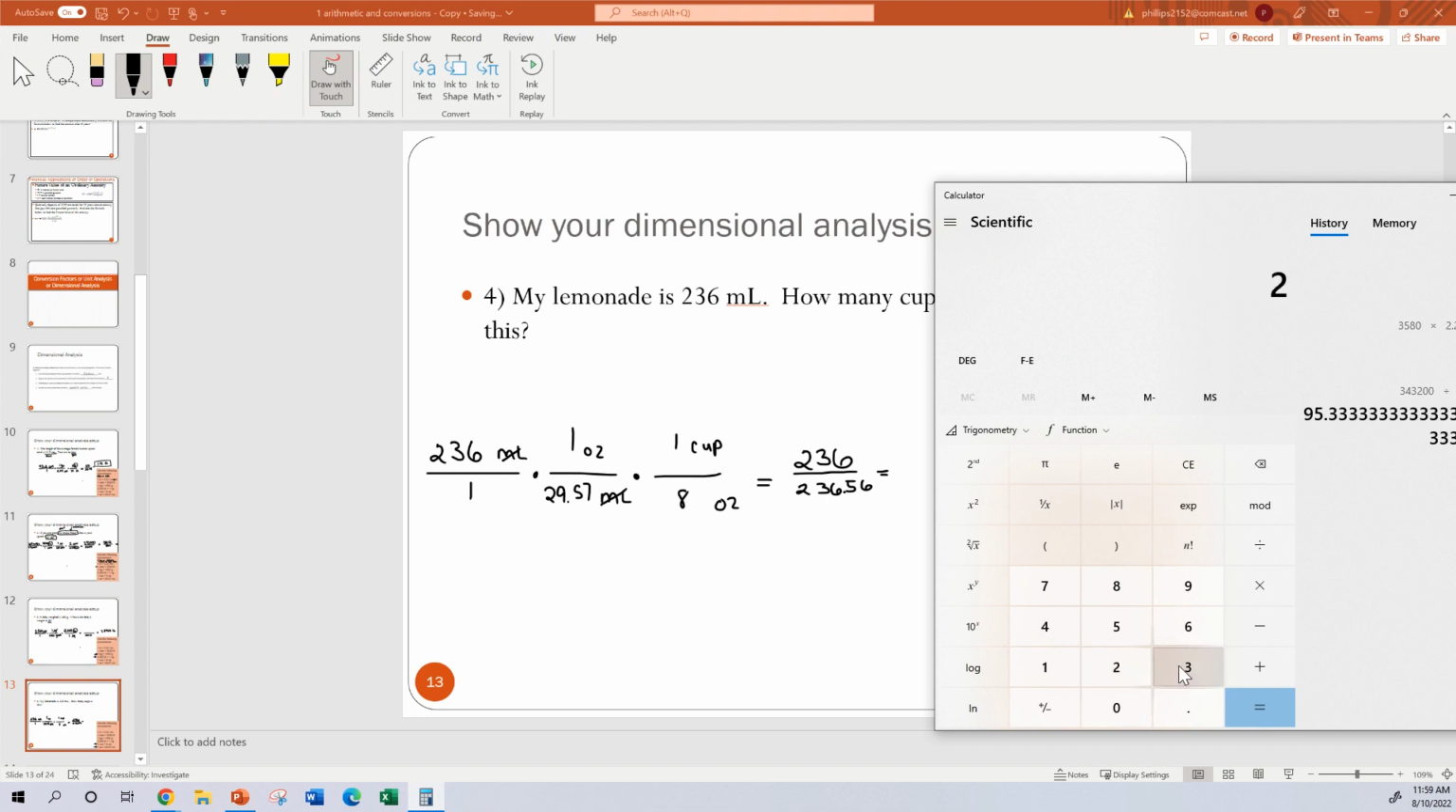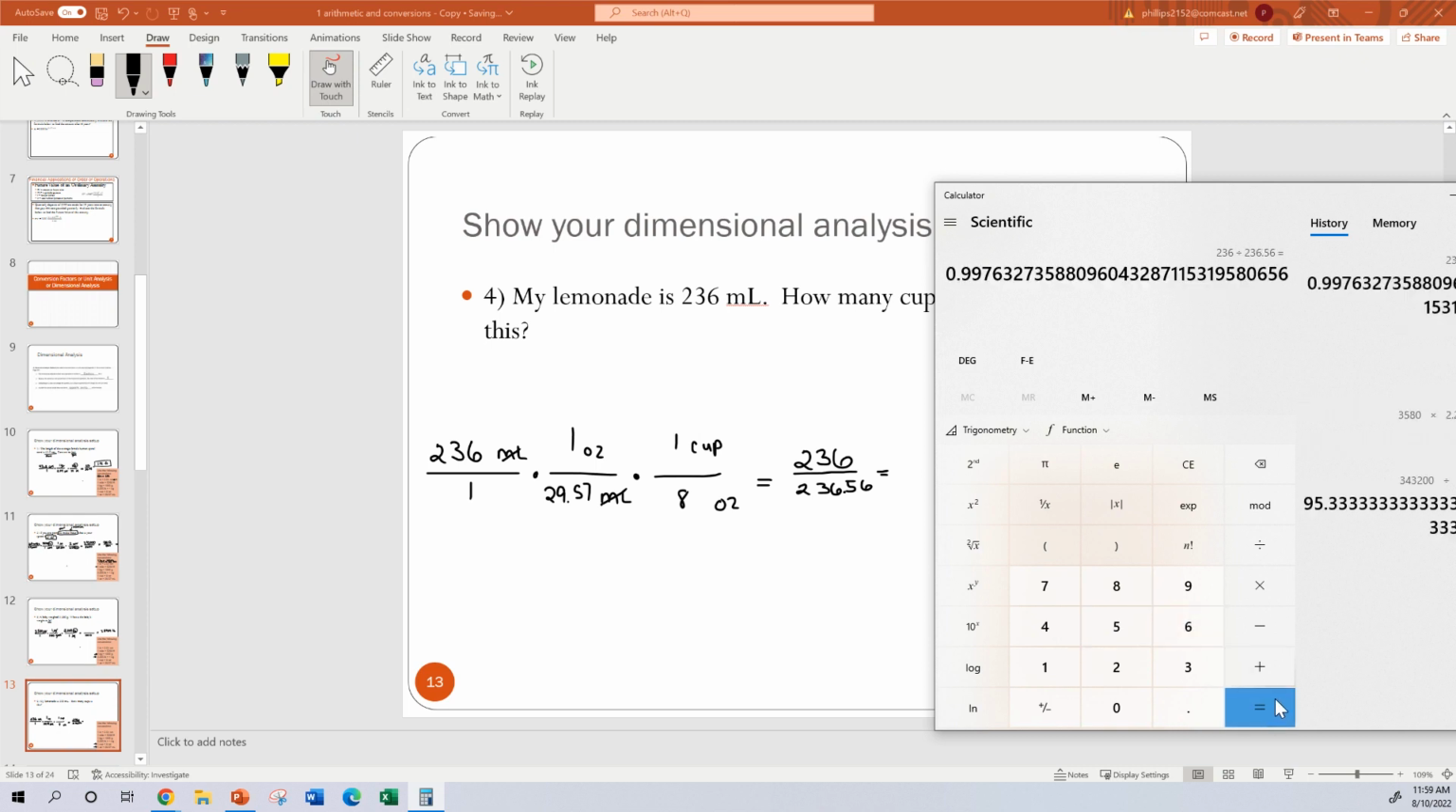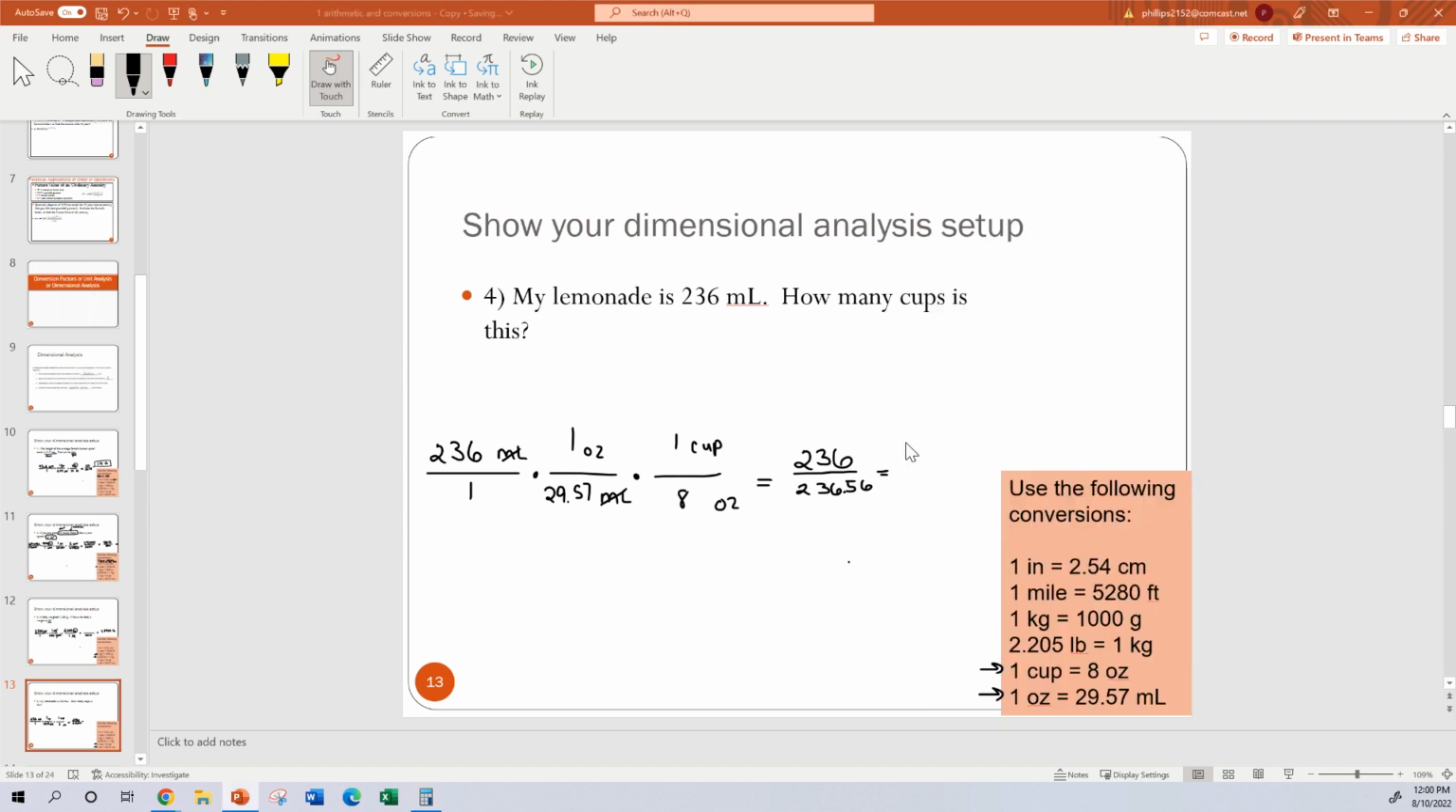So doing the math, 236 divided by 236.56 equals 0.9976, basically 1. So 0.9976, etc., approximately 1 cup. So that is how you would set up these problems using dimensional analysis, using the conversions we're given, and practicing our strategy that always cancels things from top to bottom.